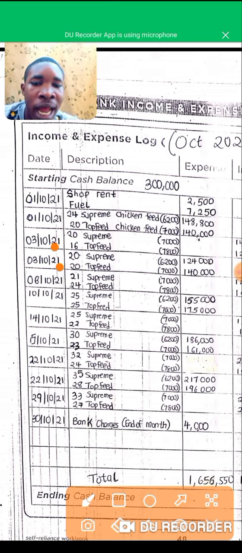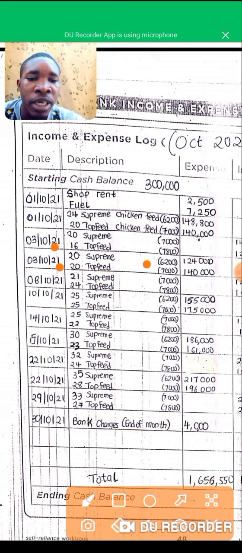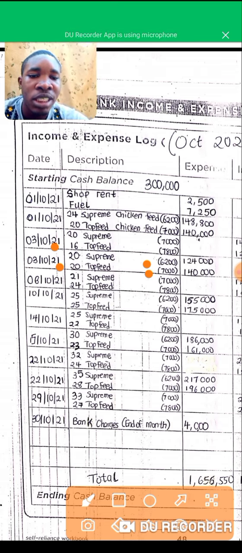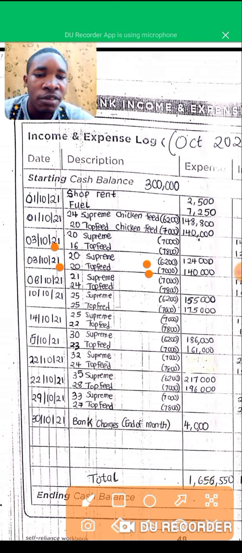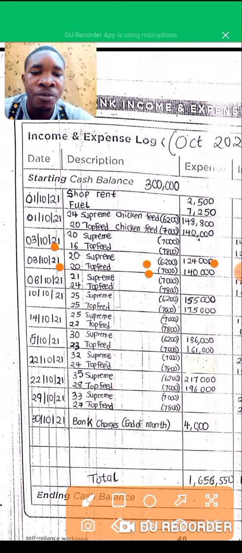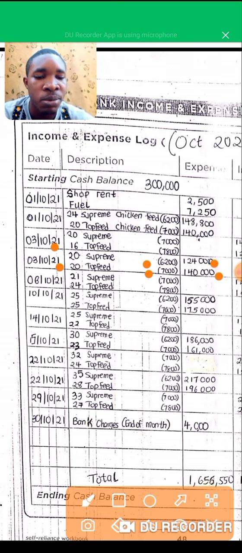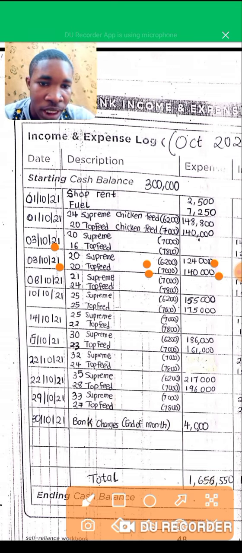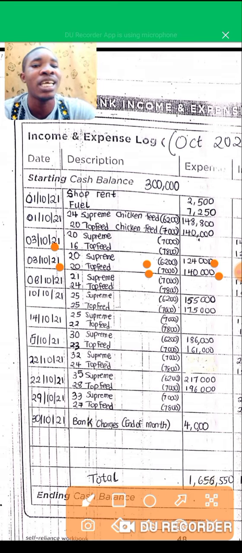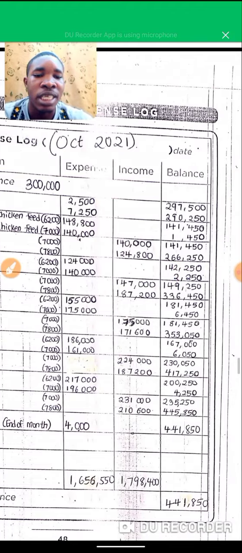So now, because I am buying, I'm buying supreme at 6,200 naira and top feed at 7,000 naira. So 20 times 6,200 gives me 124,000 naira. Note, I put it under expenses. And 20 top feed at 7,000 naira each is 140,000 naira. Note, I put it under expenses because I am buying. If I am selling, it's going to be under income. I hope you guys understand like that now.